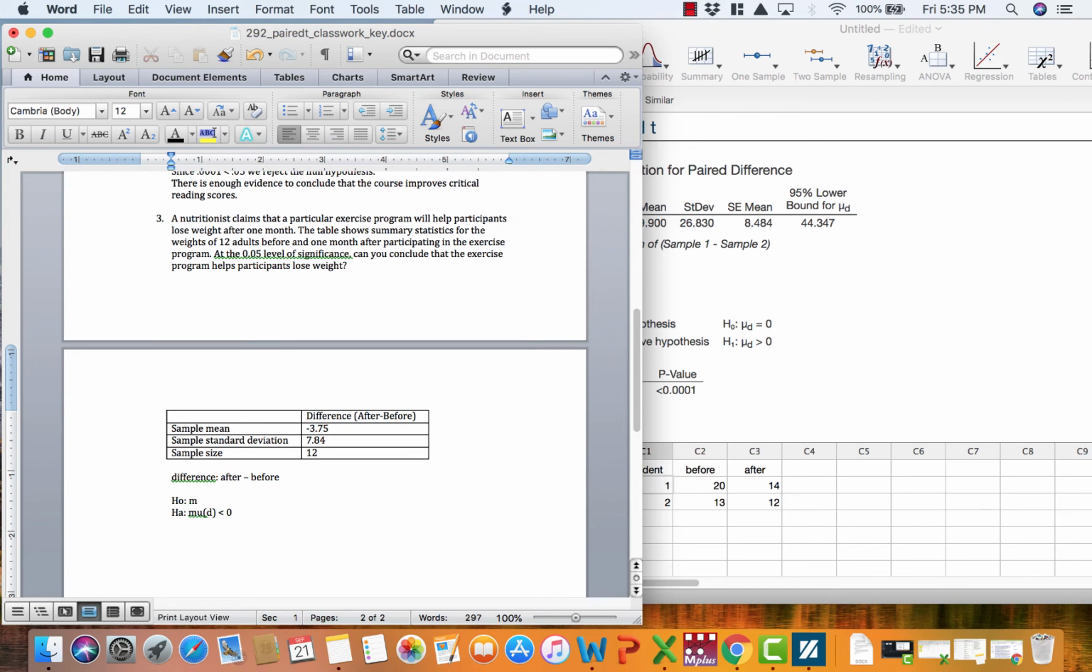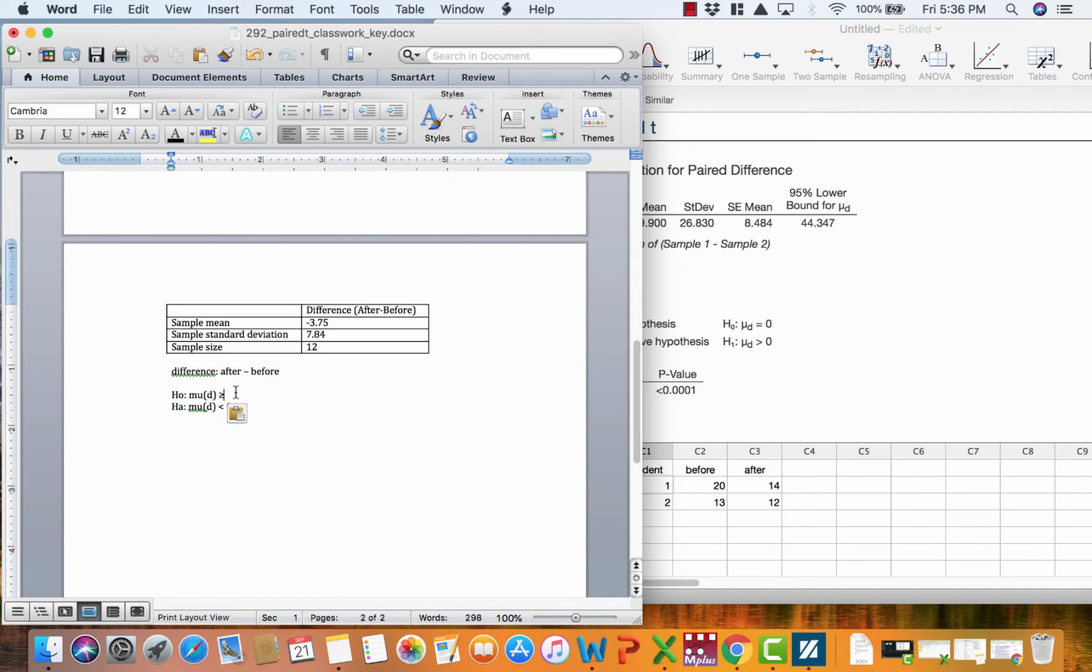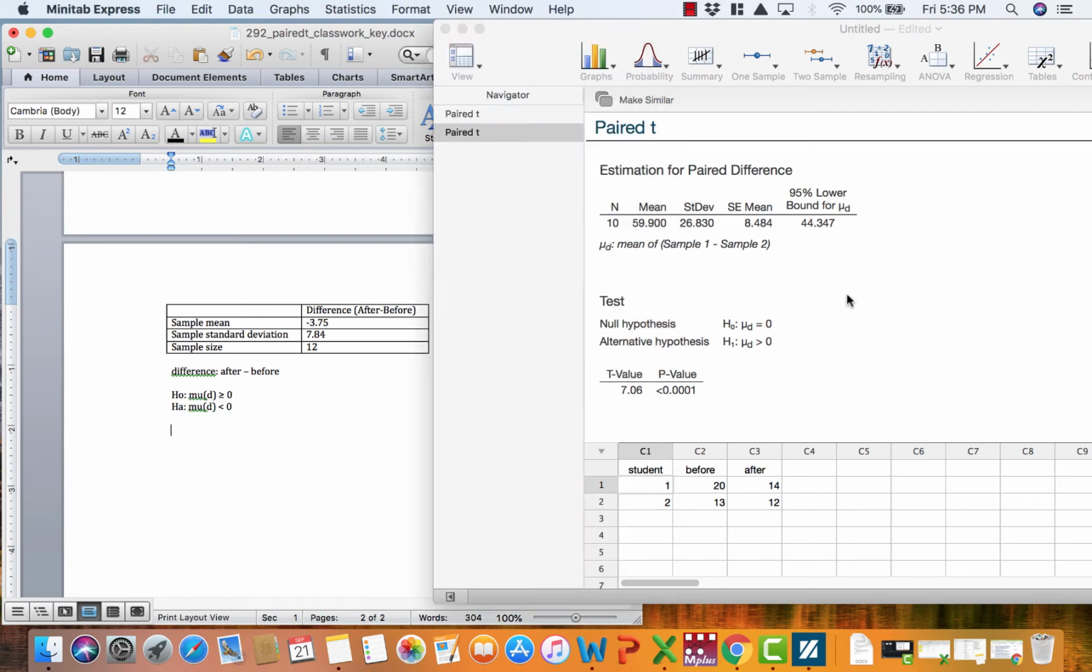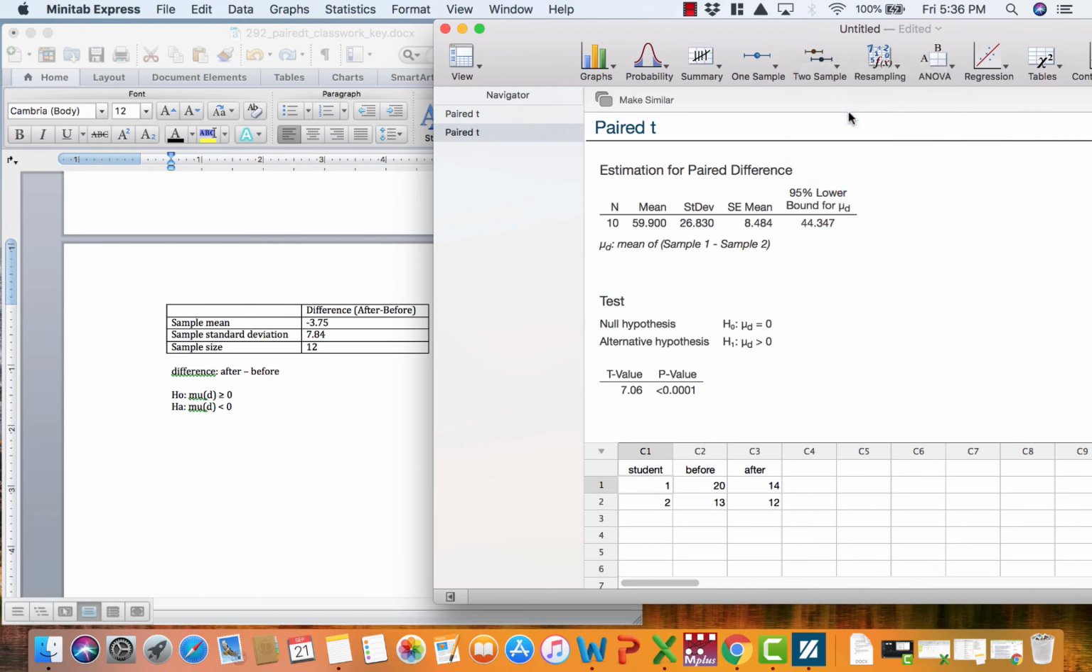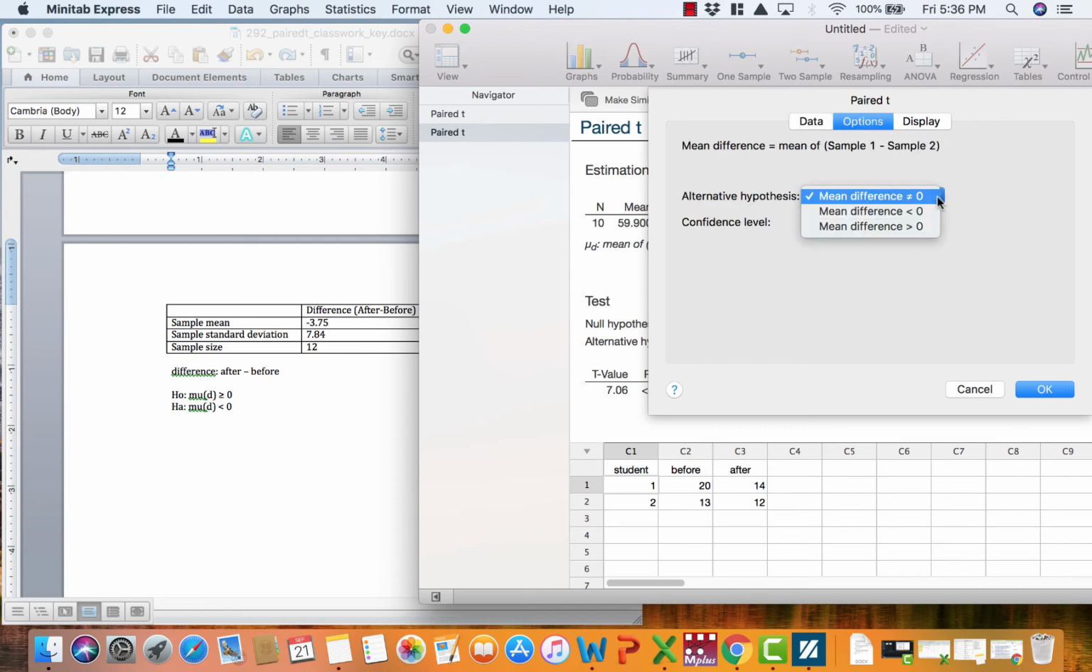All right, the null would be mu d greater than or equal to 0. Let's see, I've got a greater than or equal to up here. Just copy it. All right, so our null there is mu d greater than or equal to 0. All right, we can go over to two-sample paired t, summarize data, and we can put in our sample size, our mean difference and our sample standard deviation for the difference. Under options, we need to change our alternative to less than 0 and say OK.